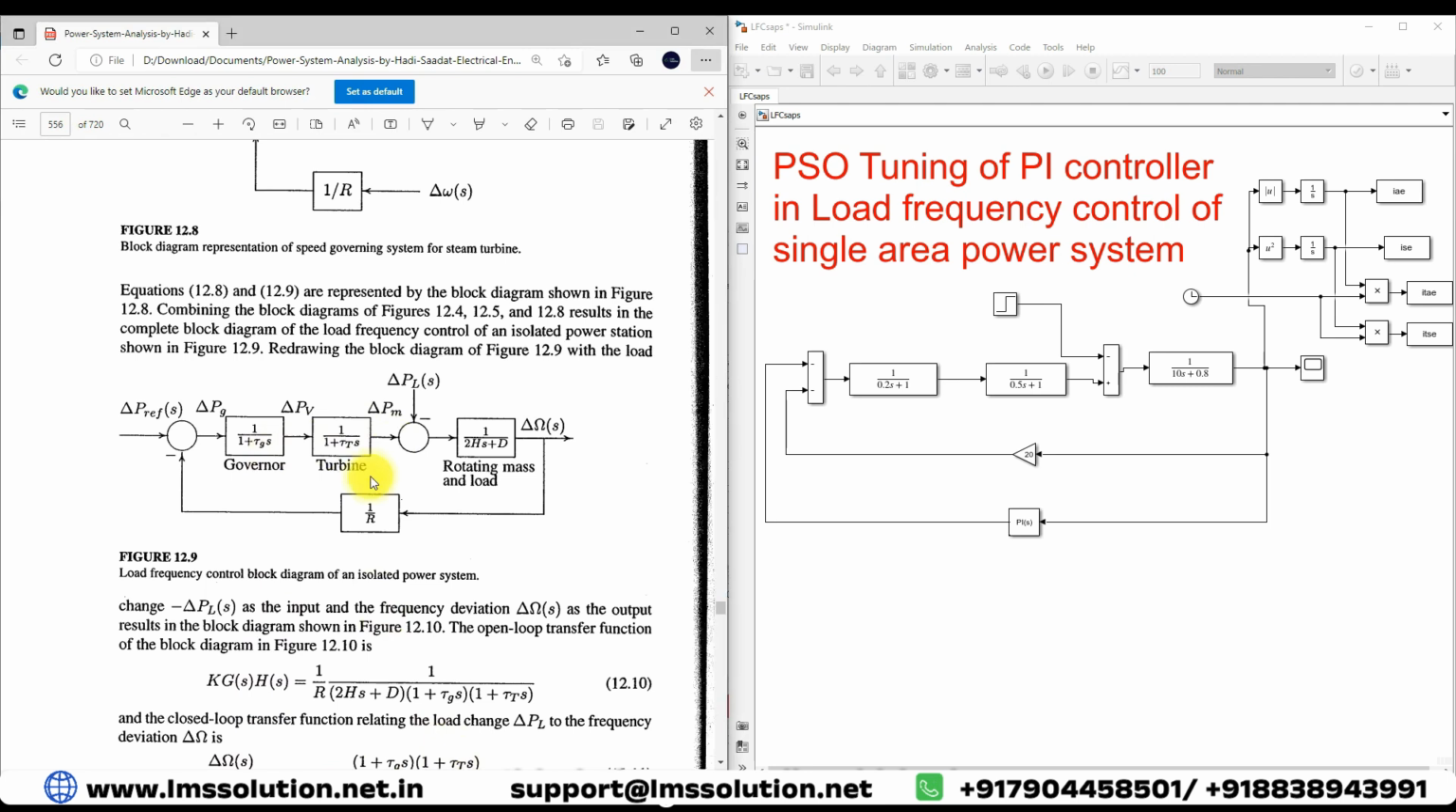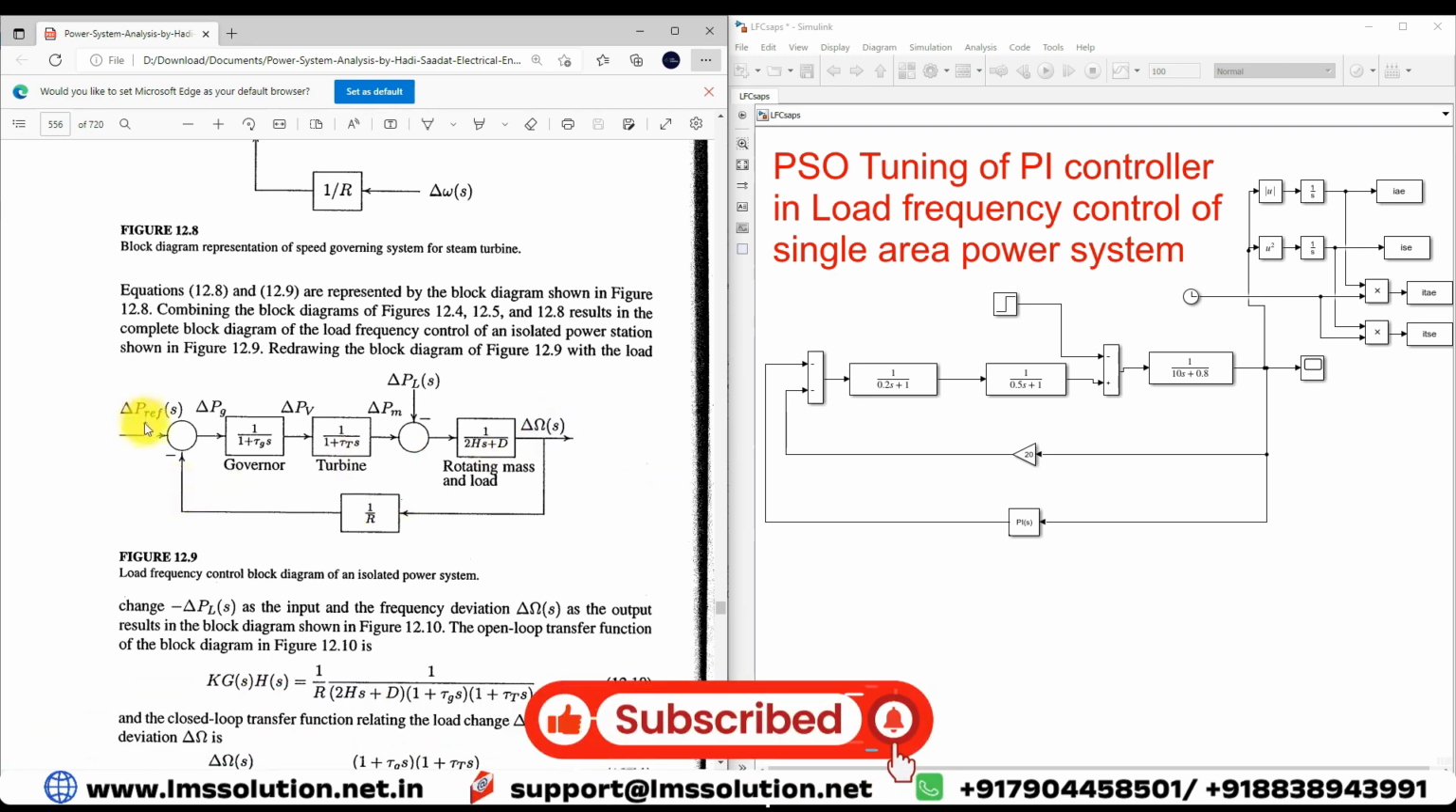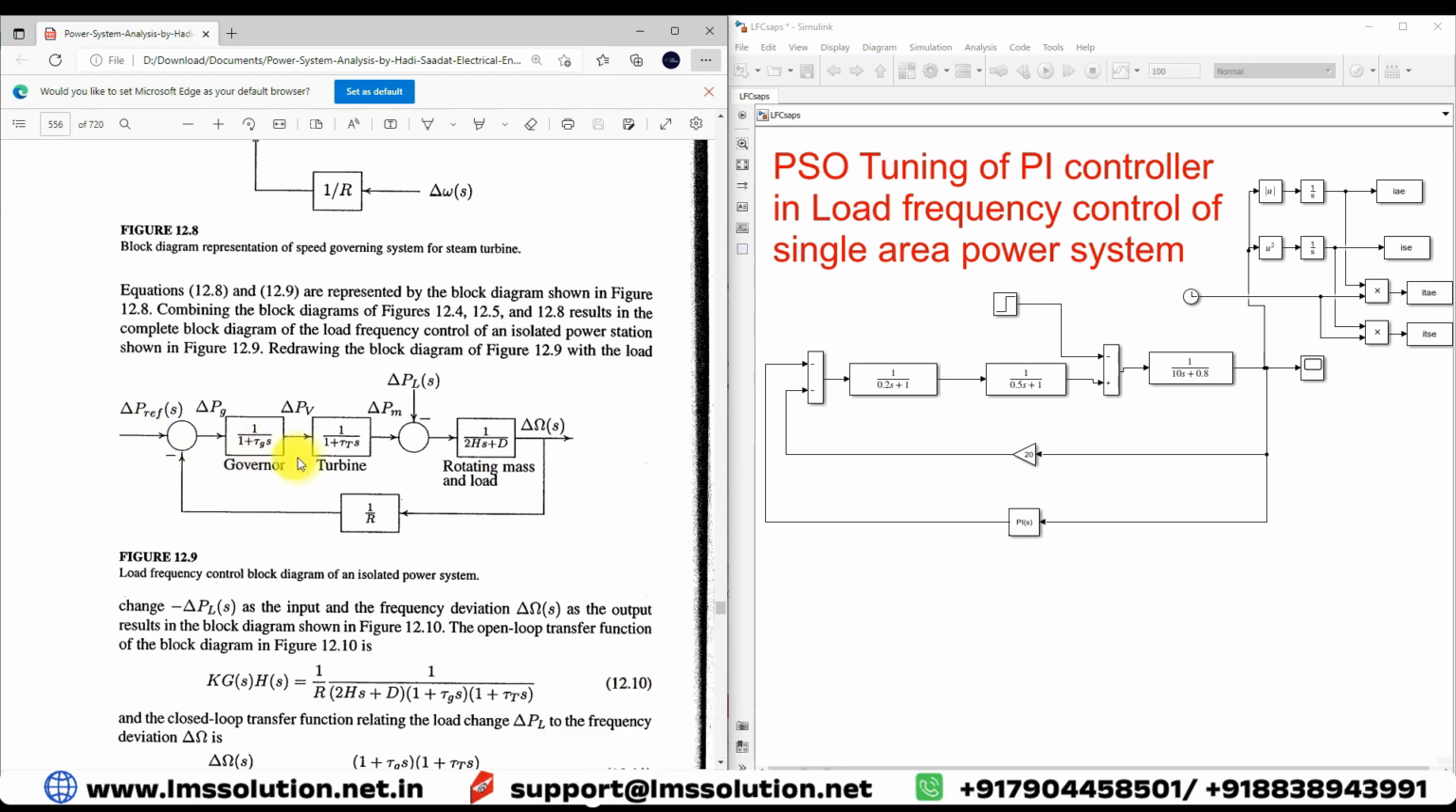Here you can see that this is the generalized block diagram for the load frequency control of an isolated power system, or the single area system. This is a rotating mass and load, and the output will be the change in frequency. When you process it via 1 by R, R being the speed regulation, the output will be power corresponding to the frequency component. It is compared with the reference power, and when we process it via the governor and turbine, the output of the turbine is the mechanical power, the change in mechanical power. It is compared with the change in load, and then this output is processed via the generator.